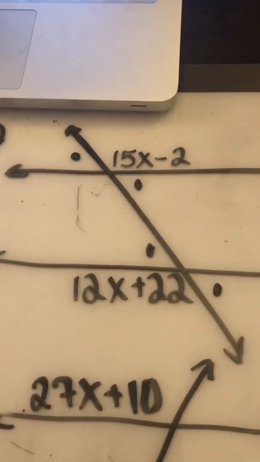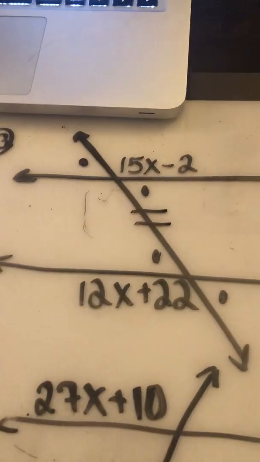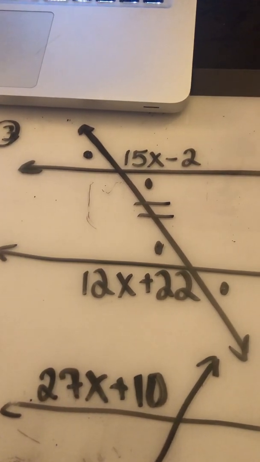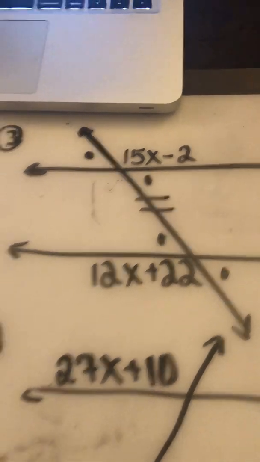Notice they both don't have a dot, so that means they are equal to each other. So this equation would be 15x minus 2 equals 12x plus 22. You would solve, get your value for x, and pick it on the form.